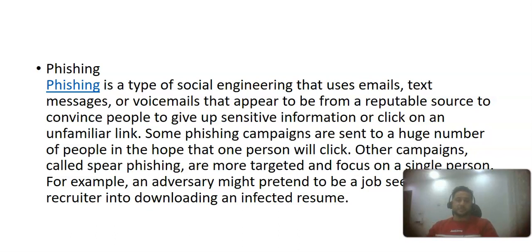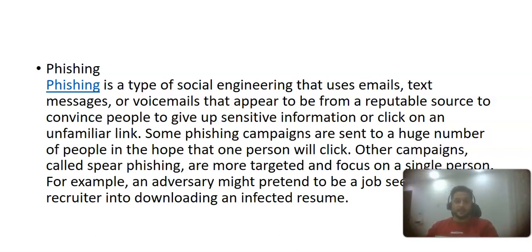The next type of cybersecurity attack is called phishing. It's a type of social engineering that uses emails, text messages, or voicemails that appear to be from a reputable source to convince people to give up sensitive information or click on an unfamiliar link. Now you must be recalling all those emails, and why you have to mark them as spam or report them. All those compliance and cybersecurity threat trainings that your company organizes are making you aware of these cybersecurity attacks.